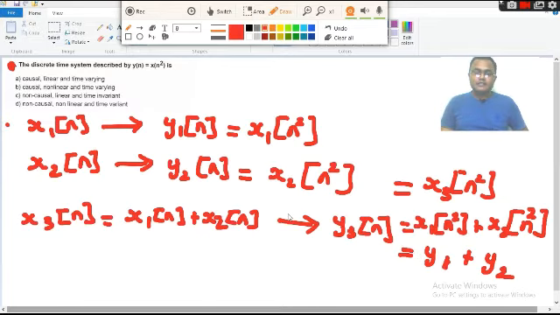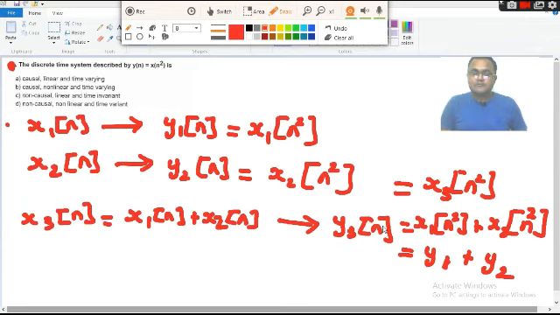So when this property is satisfied, we call it a linear system. I am repeating it again: whenever the new input is the summation of the previous two inputs and the output we get is also the summation of the two previous outputs, then we can say that this system is a linear system.